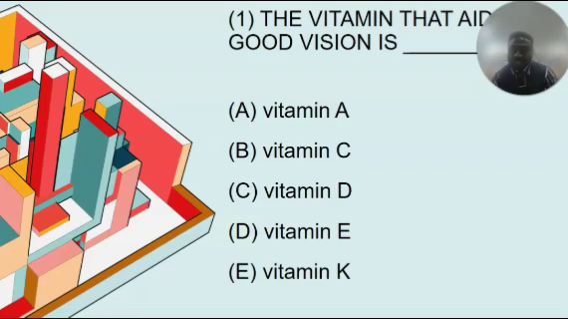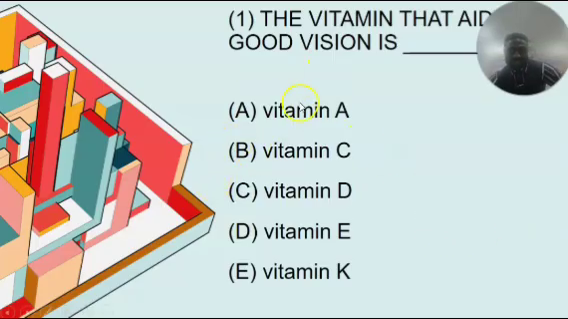So what's the right answer? Note it in your biology notes. So are you processing it right now? What could be the answer to this question? The vitamin that aids good vision is called dash. All right, have you noted down your answer? If you have, let's verify.